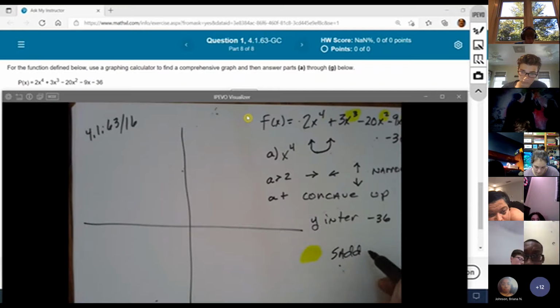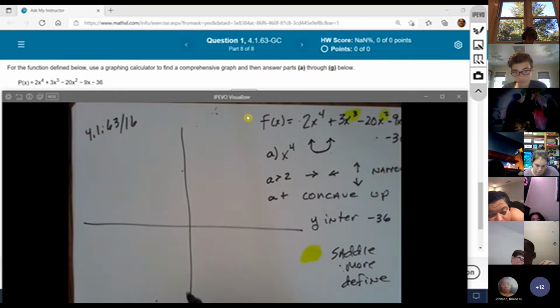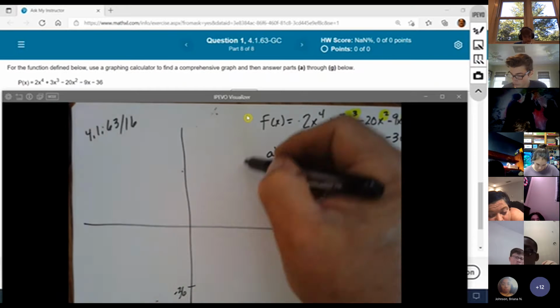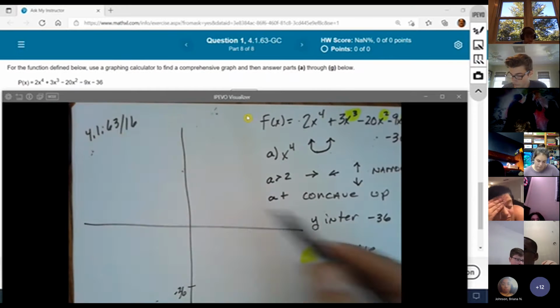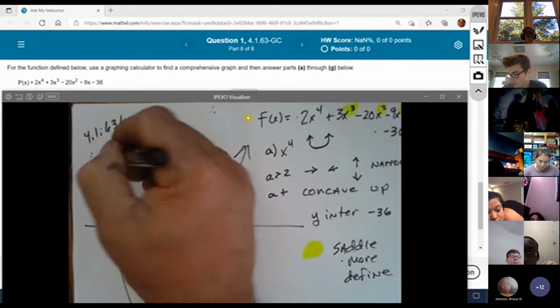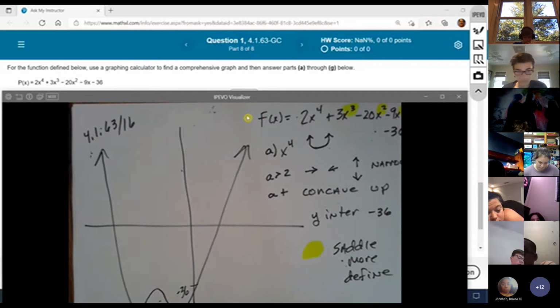Saddle, more defined. So you may have a max and a min on this one. I have no idea what this thing looks like. I'm just going by this. This is a negative 36 down here. I know that we've got a saddle, so it could be going something like this. We know it's skinny. That's just some kind of a guess. This is nothing but 100% guessing.